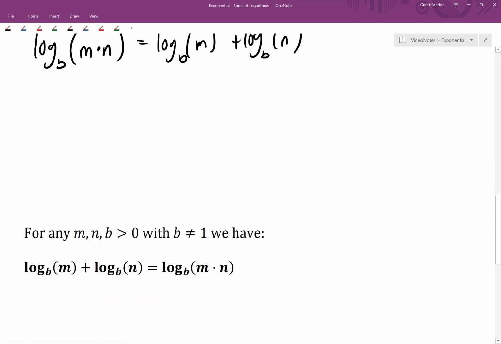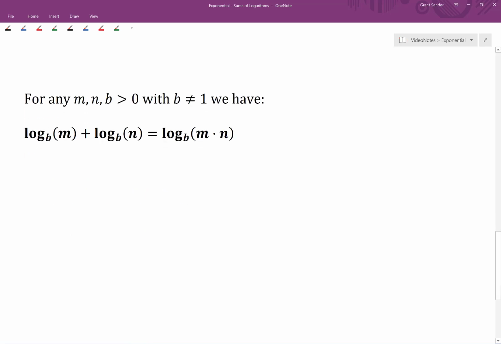So we can generalize this to the following equation. For any m, n, and b greater than 0, where b is not equal to 1, we have log base b of m plus log base b of n is equal to log base b of m times n.